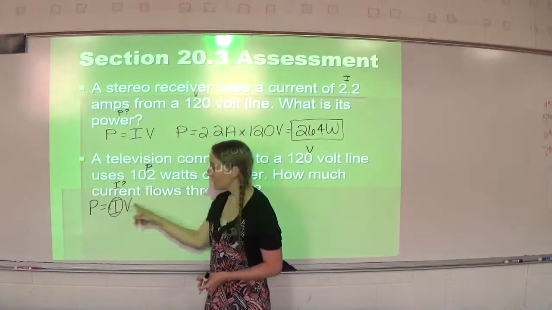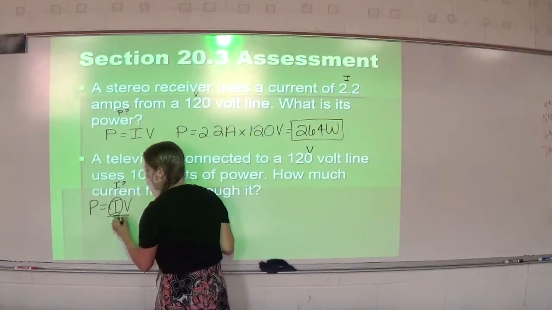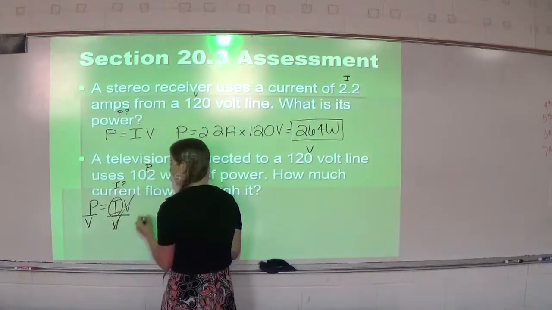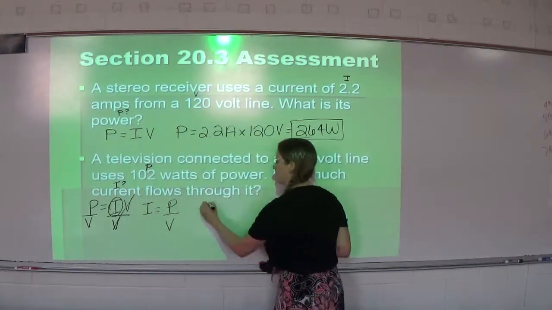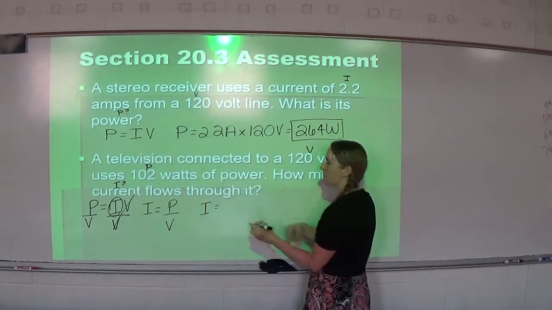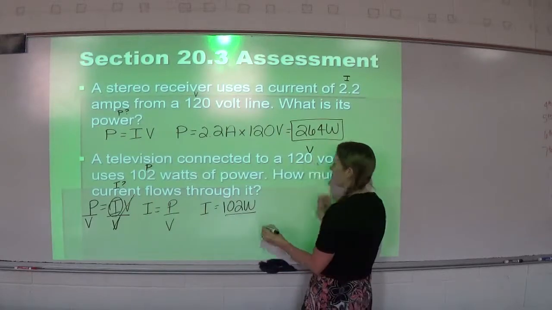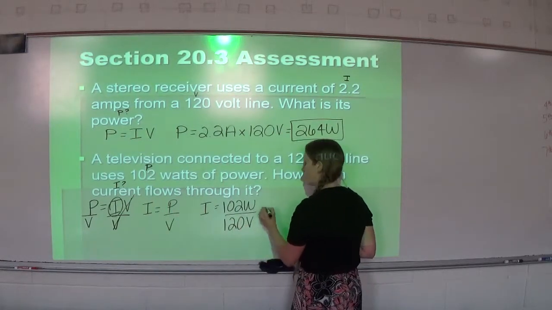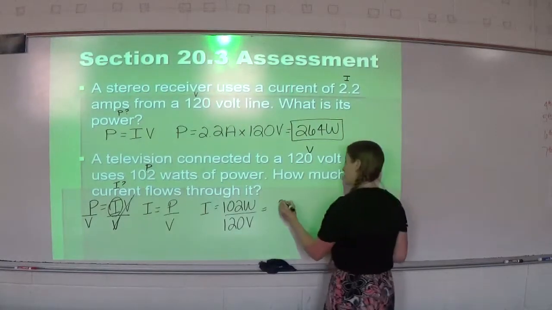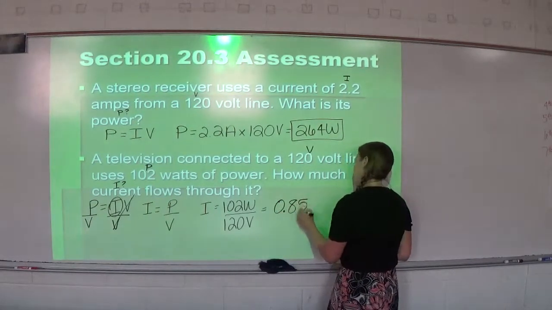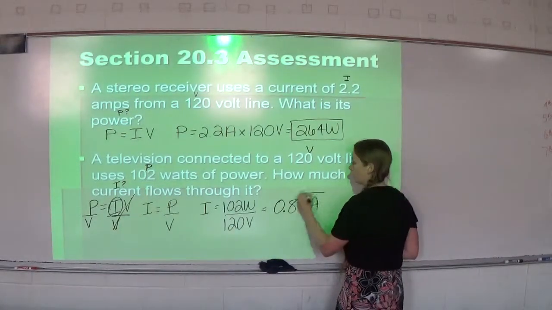Right now, I and V are multiplied by each other. So what's the opposite of multiplying? Dividing. So I divide both sides by V. So I equals P over V. And so I just plug in. So my power is 102 watts. My voltage is 120 volts. And so once I do 102 divided by 120, I get 0.85. And what's my unit for current? It is amps, or capital A.